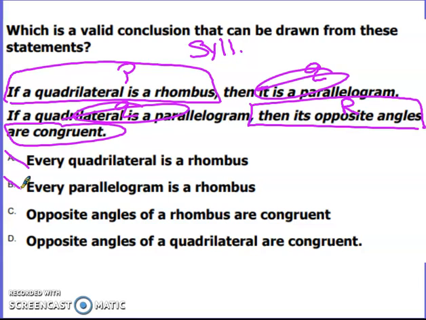Opposite angles of a rhombus are congruent. Well, R tells me we have opposite angles, and it tells me a quadrilateral is a rhombus. So that's going to be our answer. If we look at D, it says opposite angles of a quadrilateral are congruent. It has R, our opposite angles are congruent, but the key difference here is the difference between quadrilateral and rhombus. Part P says if a quadrilateral is a rhombus. So we are talking about a rhombus. D is not specific enough. We need to make sure that all the words are included in our conclusion.